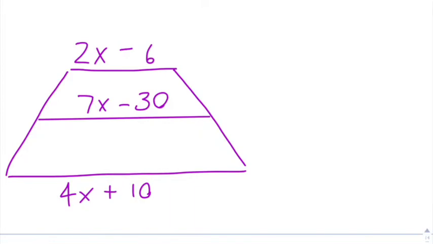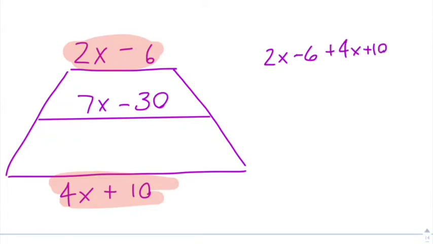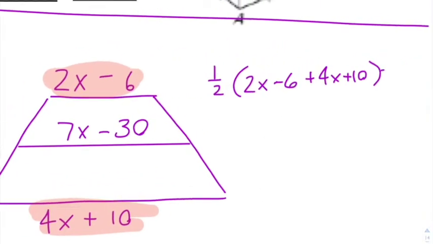So we're still going to do the same thing. We're going to take the two bases and average them out. So I'm going to do 2x minus 6 and then plus 4x plus 10. Then I take all of that and multiply it by 1/2, or average it. And then apparently that's going to give me 7x minus 30, if I can squeeze it in right there.